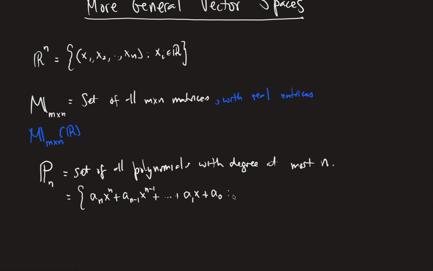And then what are the restrictions? Well, maybe I shouldn't say restrictions, but the freedom you have is that these a's, the a sub i's, can be any real number. So a sub i can be any real number.